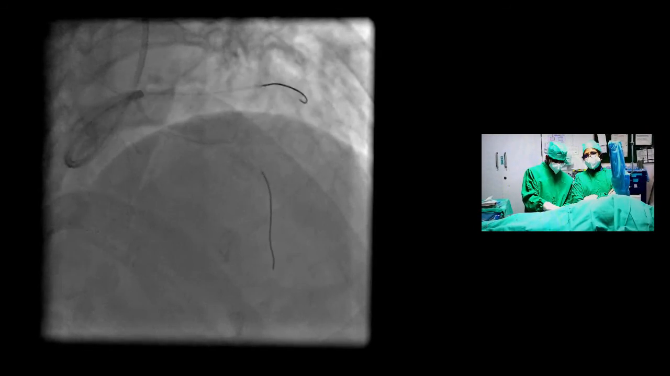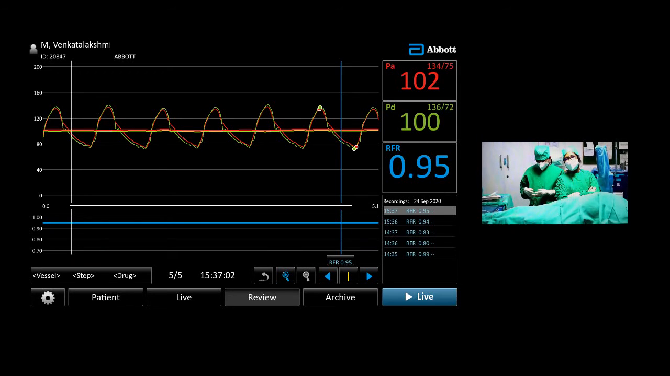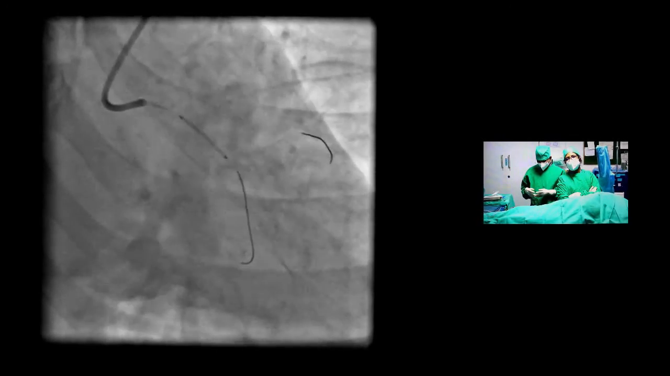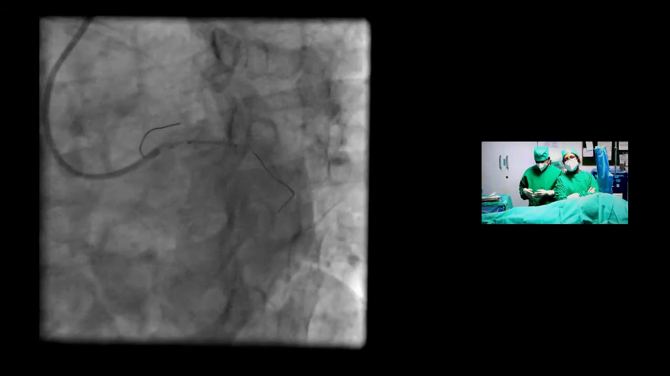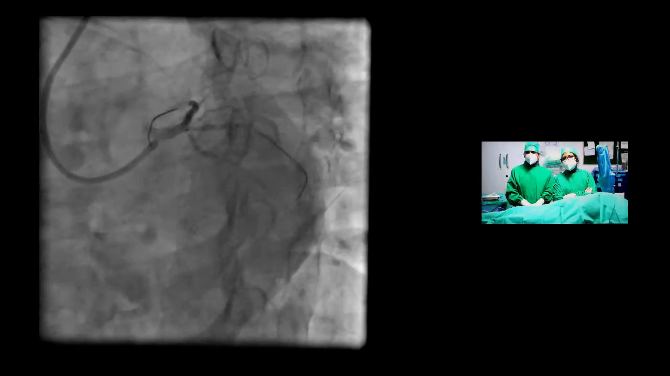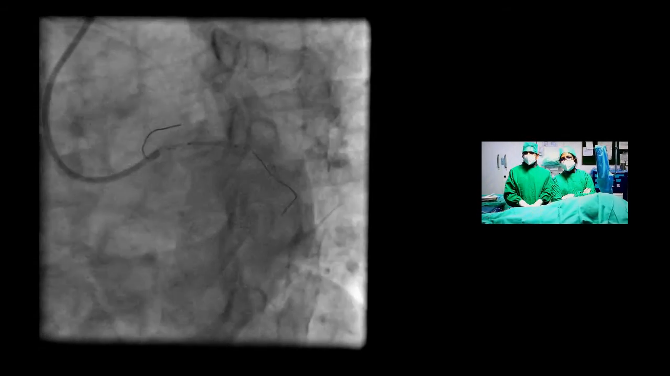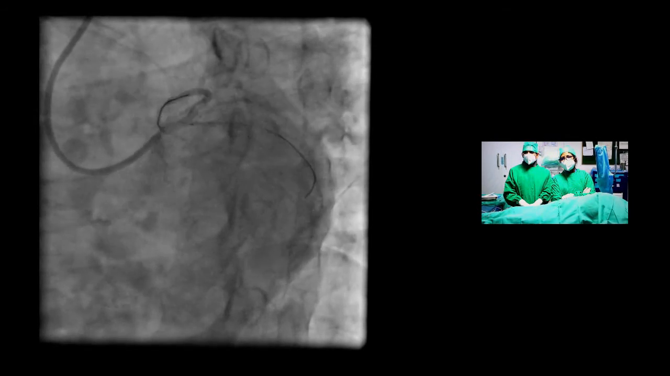So when we placed the FFR wire in the LAD and measured the RFR, it was 0.95, well above the cutoff of 0.91. So we decided to leave the LAD for medical management, and now we decided to stent the circumflex ostium with a 2.5 x 18 Xience stent, and we went up to 12 atmospheres. It was a short stent, showing good expansion, and as it was a soft lesion, we decided not to post-dilate, and we completed the procedure in this patient.